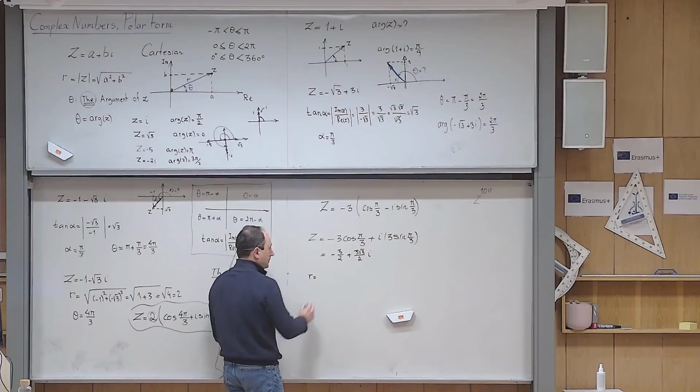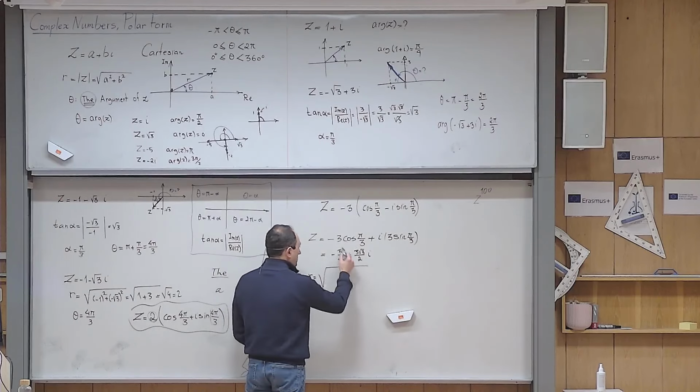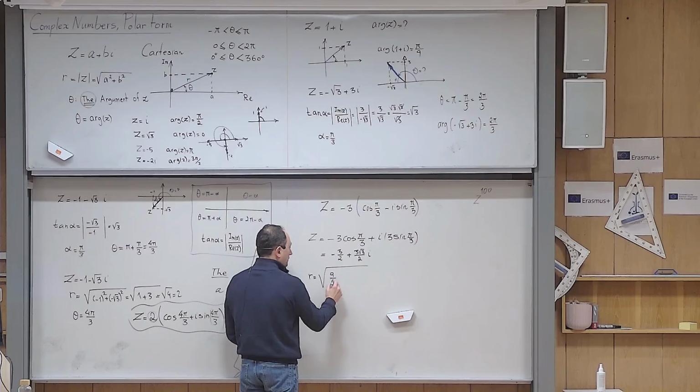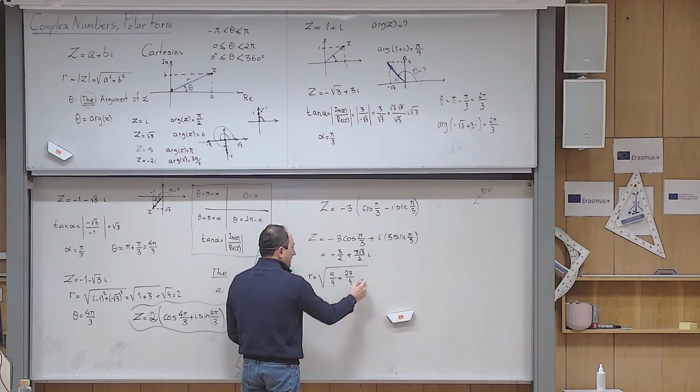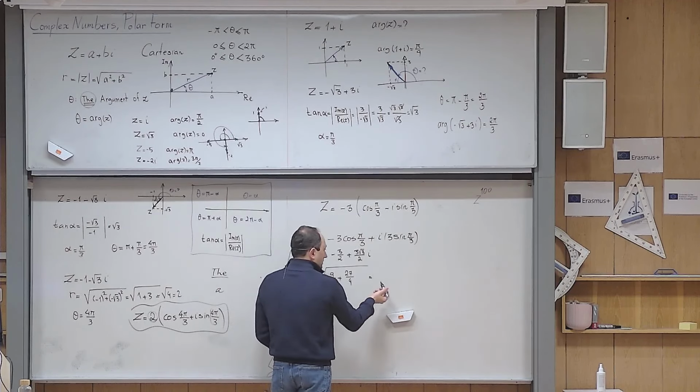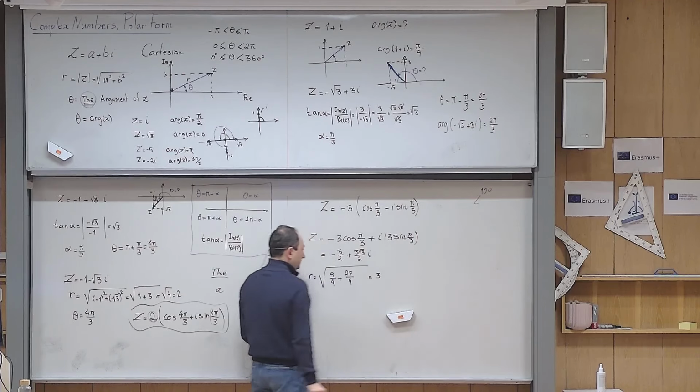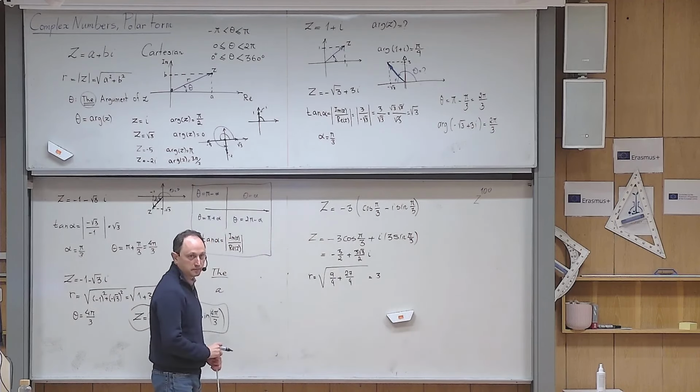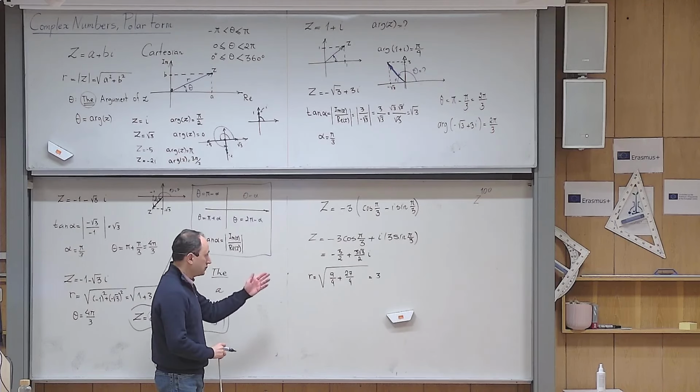What is the absolute value? It is the square root of this number to power 2, which is 9 over 4, plus this number to power 2, which is 27 over 4. And it becomes 36 over 4. It becomes what? 3. Yes? So, 36 over 4 is 9. Square root of 9 is 3.